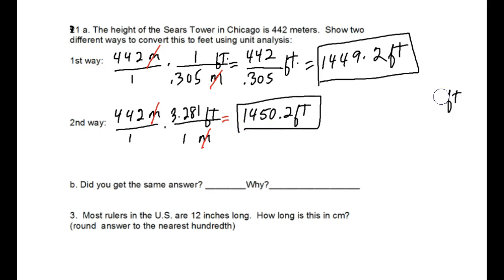So I used two different conversion factors that are basically the same thing. Each one of them equals the number 1. Did I get the same answer? No, they weren't exactly the same, were they? They were off about a foot. One was 1449, the other one was 1450. Well, that's because those conversion factors have been rounded.